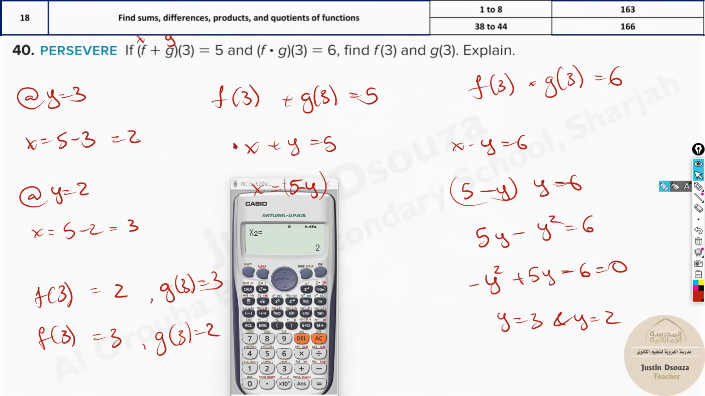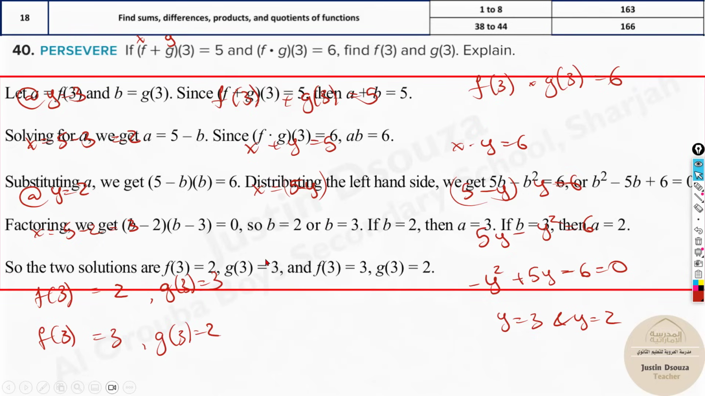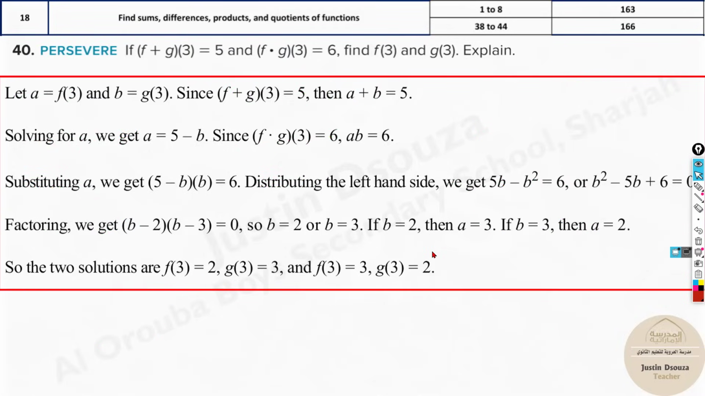I hope this is clear. And one quick thing, if you want to go out of this mode, I hope you know you can either clear your calculator or press mode and 1, computation mode. You'll be back to computing mode. Now these are the answers. You can see here the solutions. Two solutions are f of 3 is equal to 2 and g of 3 is equal to 3, and over here f of 3 is 3 and g of 3 is 2. So that's how we solve this problem.